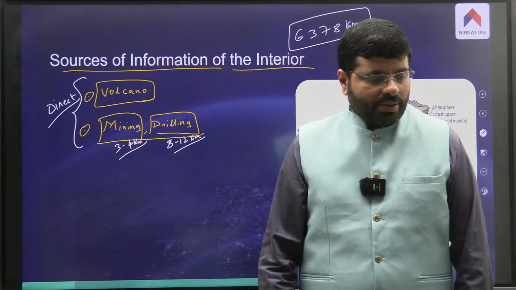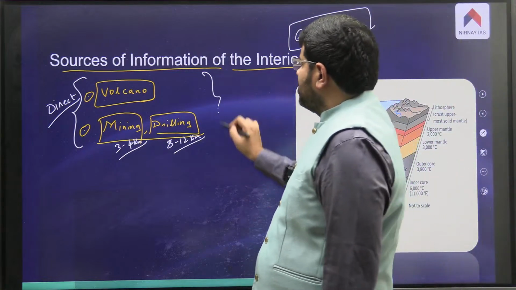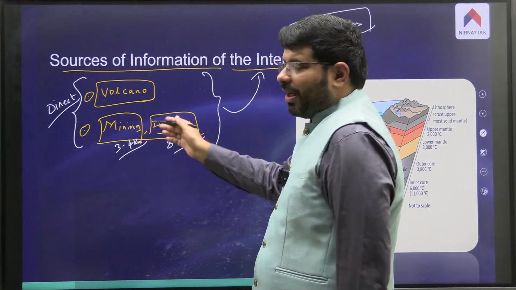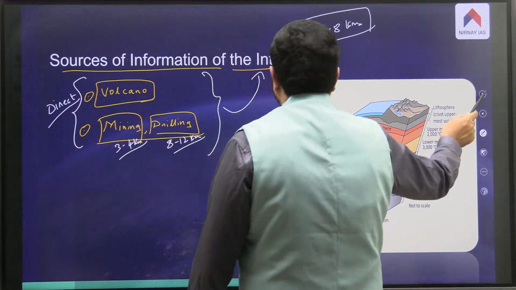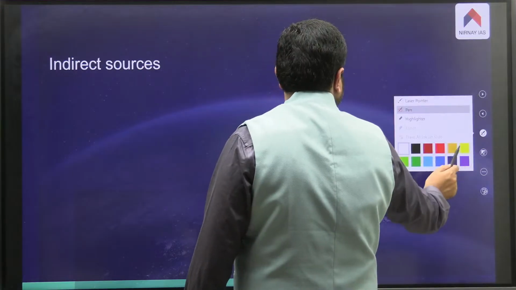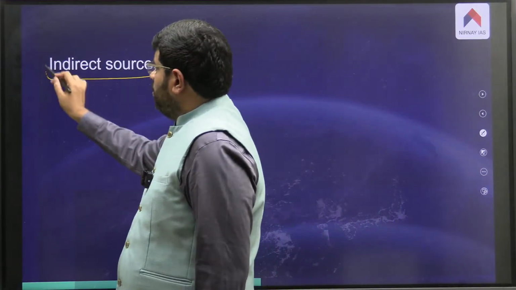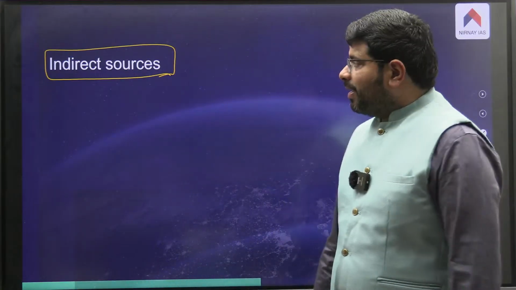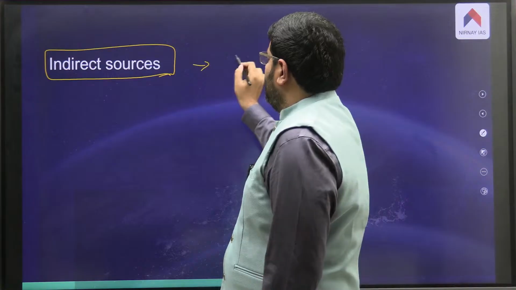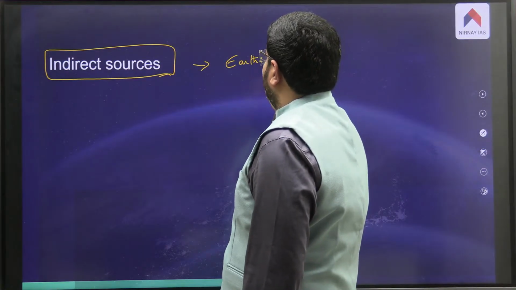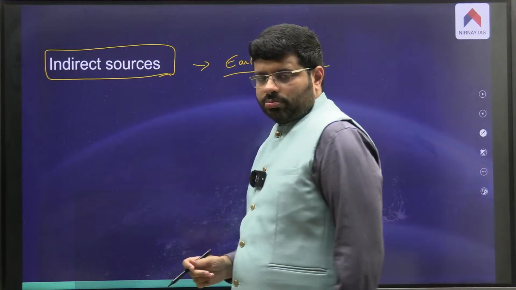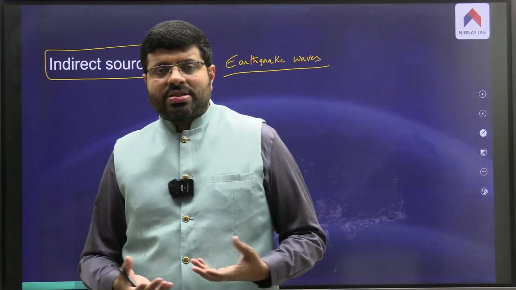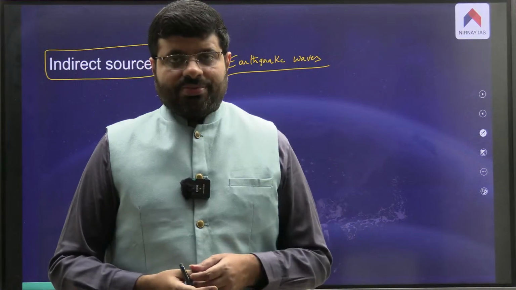So what is happening? The direct sources of information about the interior of the earth are hardly relevant. But you know which ones have a major impact? If there is one thing which has significantly impacted our understanding of the earth's interior, it is the earthquake waves. There is an earthquake which has happened in the interior of the earth.